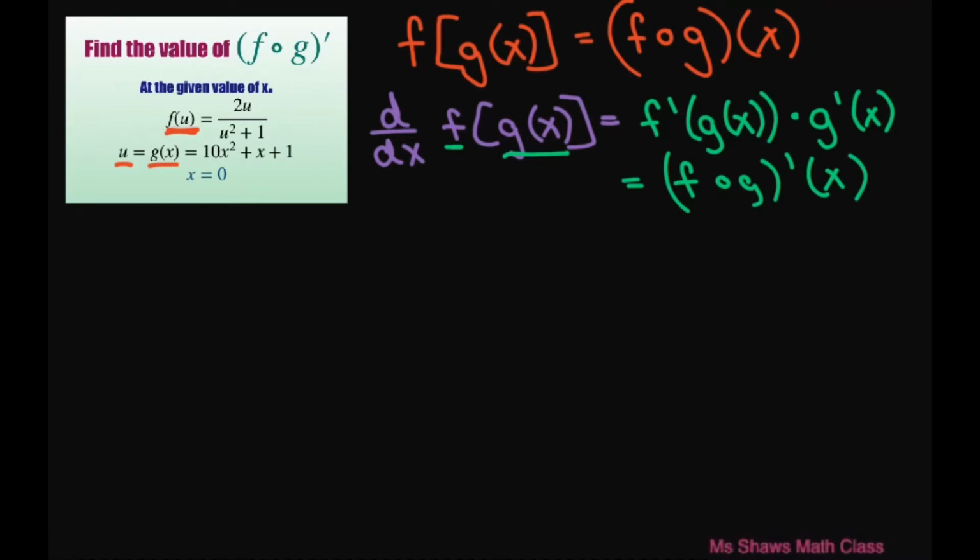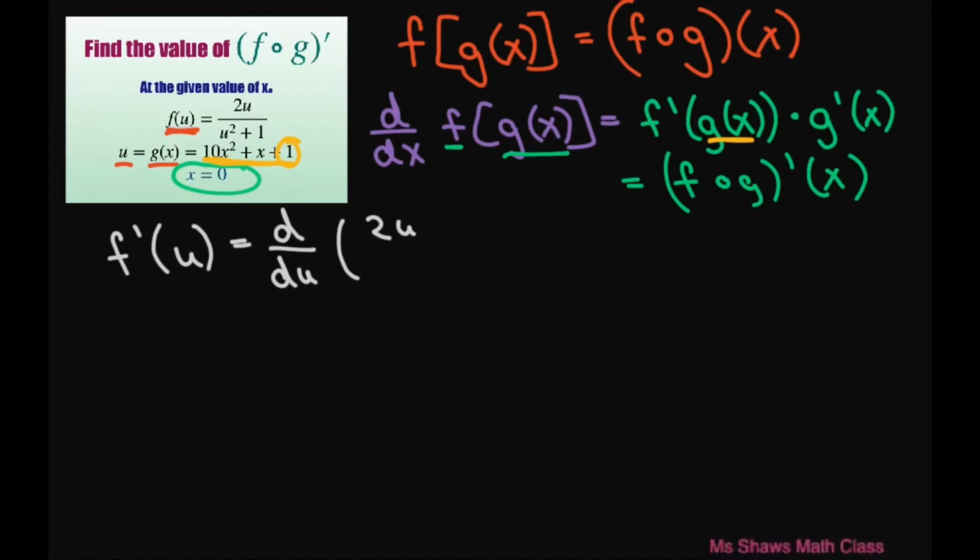In our case, our x is going to end up being 0, so we're going to substitute in 0. Therefore, we already have our g of x. If we substitute in 0 in g of x, that's just going to give you a 1. And we're going to have to find f prime and g prime of x. For the first one, we're going to do f prime of u, which equals the derivative with respect to u of 2u divided by u squared plus 1.